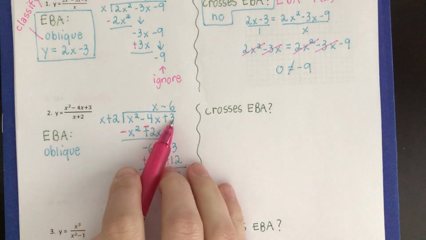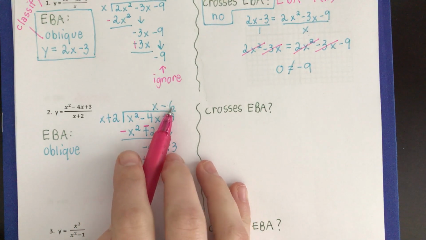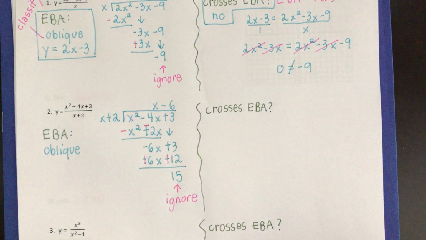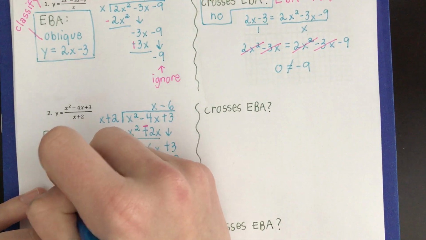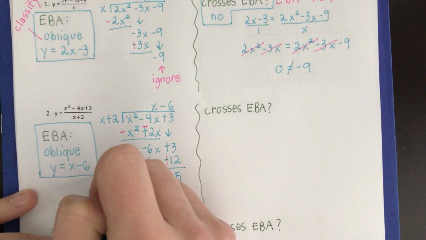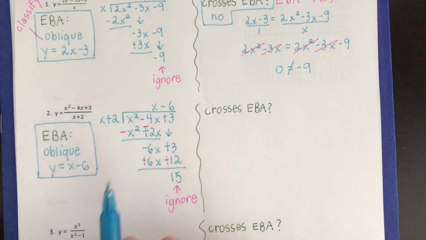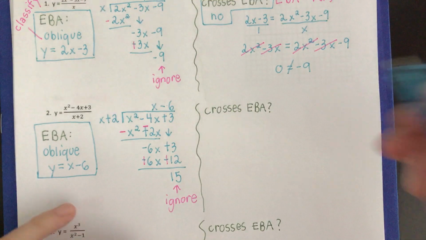So as long as you've drawn out all terms all the way to the constant term here, once you've filled up this last space, you're not going to go any further, okay? So ignore our oblique equation. Our oblique asymptote is y equals x minus 6. Okay, so does this graph, when drawn, cross through the oblique asymptote?